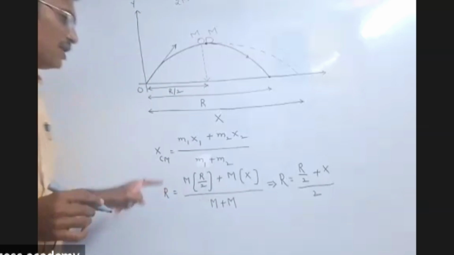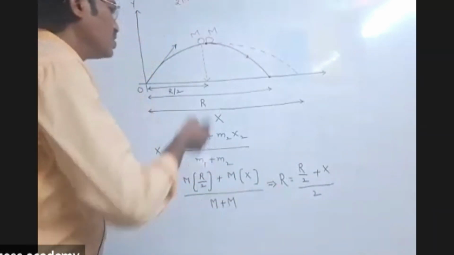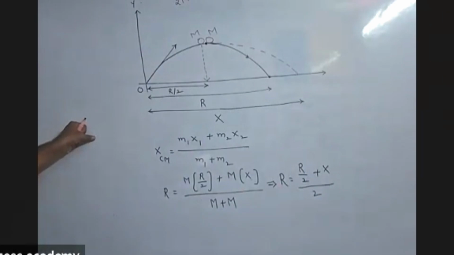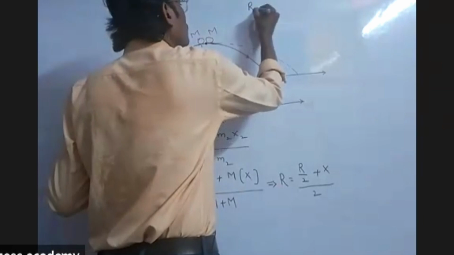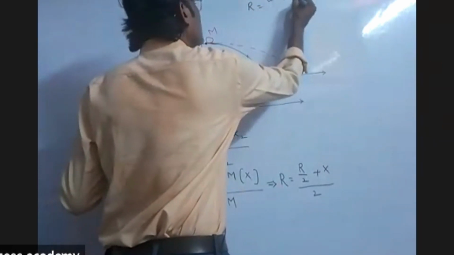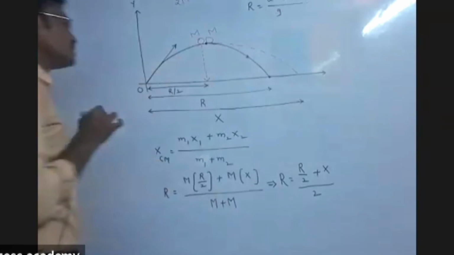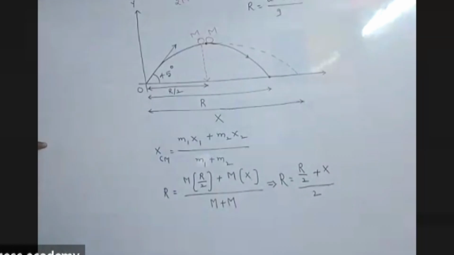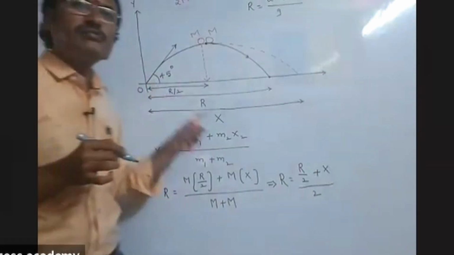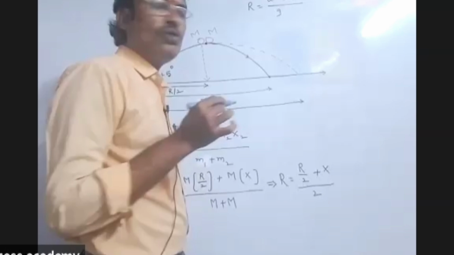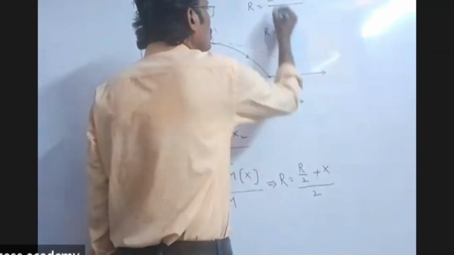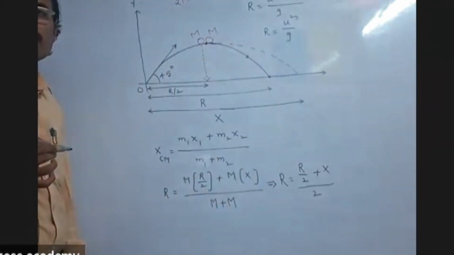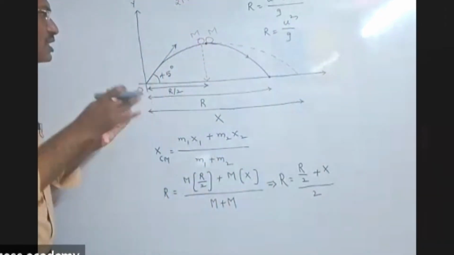Okay, now I need to calculate the range of the projectile. So for the range of the projectile, the formula is R is equal to u square sine 2 theta by g. For example, here this is 45 degrees. For 45 degrees, the range is maximum. So here R is equal to u square by g. Okay, like that we consider.